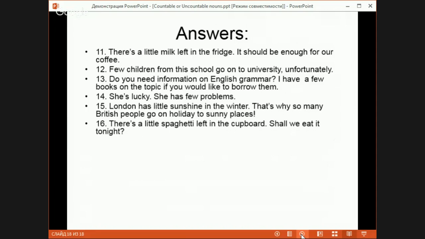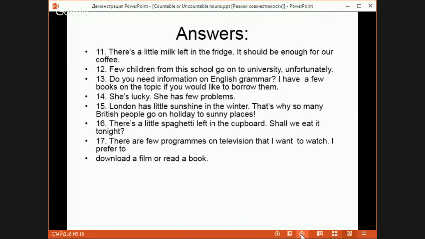There's a little spaghetti left. Shall we eat it tonight? I'm so happy and optimistic about my food storage. There are few programs that I want to watch, so I prefer to download a film or read a book, which I believe is also true for you. He has a little free time. He hardly ever manages to call his mother.